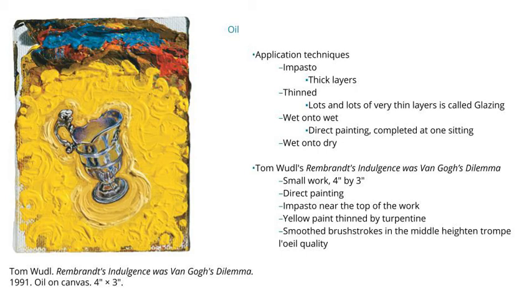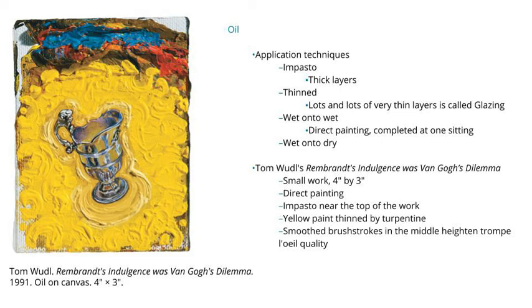Now, this piece, Rembrandt's Indulgence Was Van Gogh's Dilemma by Tom Woodle. Sorry, something about that name was just really funny to me. Anyway, this is a really small work. It's about 4 inches by 3 inches. It is a direct painting. So like I said earlier, it was all done in one sitting. There wasn't any waiting for layers to dry.